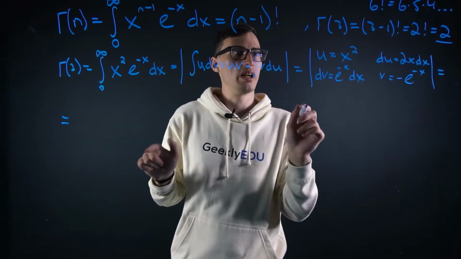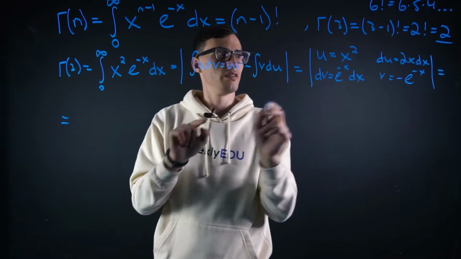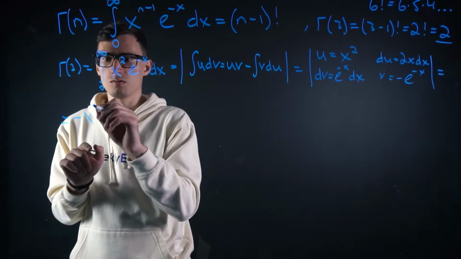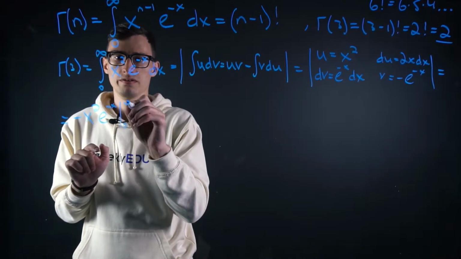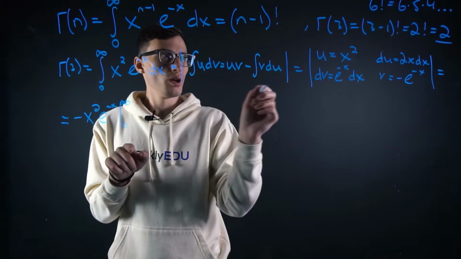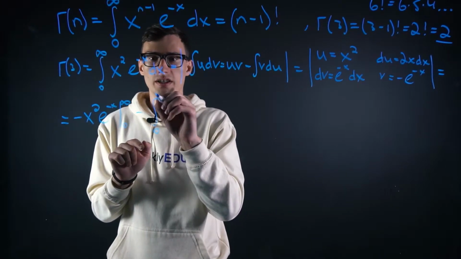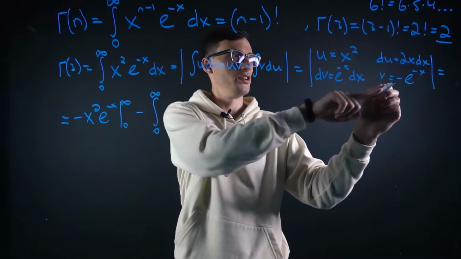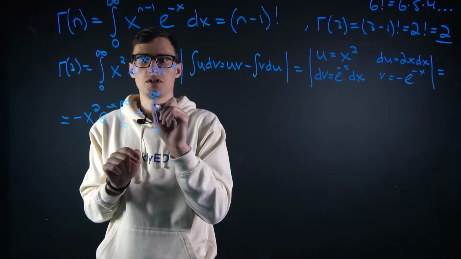So let's plug everything back in. We have the uv, right? So we multiply u and v. It's minus x squared e to the minus x, and it's from 0 to infinity, right? We can't forget about the limits of the integral. Minus the integral from 0 to infinity, because that's what we're working with, of v du. What do we have for v du? We have minus e to the minus x, so we can just change this to a plus.